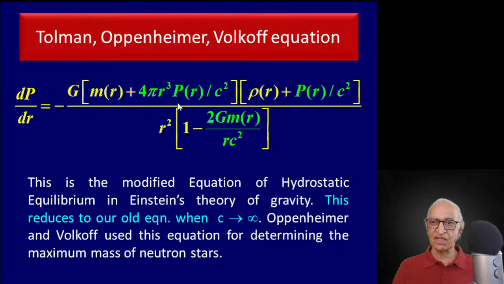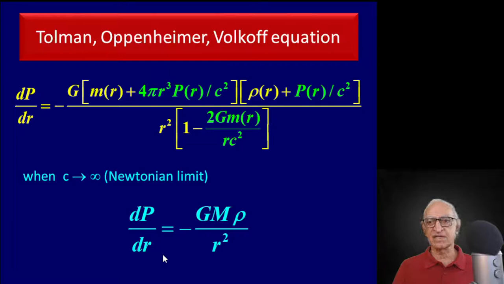Now, in this equation, if I set c equal to infinity, all the green terms disappear, and you get the Newtonian equation of hydrostatic equilibrium, namely dP/dr is minus G M rho over r squared. So that's all Volkoff, young Volkoff, had to do: instead of integrating this differential equation with the degeneracy pressure of the electrons, you integrate it with the degeneracy pressure of the neutrons. And when he did that, exactly as Chandrasekhar did, they found a maximum mass.